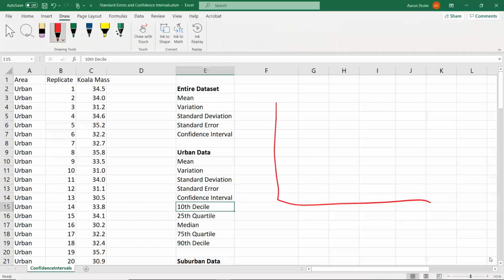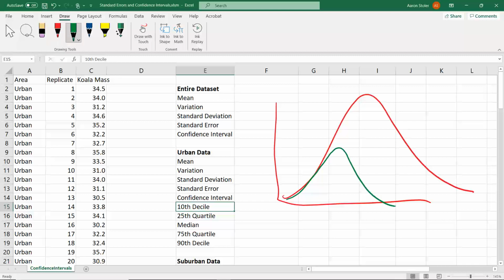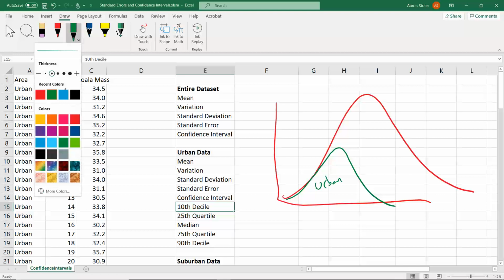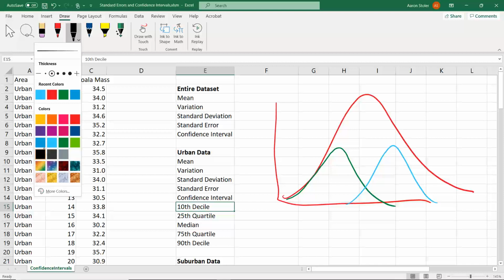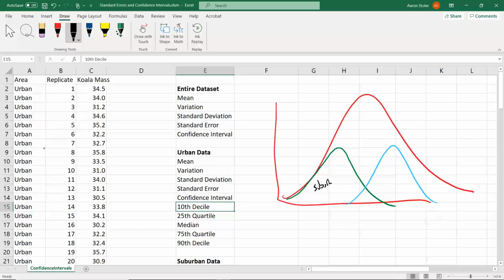Well, if I look at the total distribution of koalas versus the sub-distribution of only the urban koalas, and then only the sub-distribution of suburban, actually, given my hypothesis, these should have been reversed. Well, let's do that right now. This would be the suburban, and this would be the urban. Urban would be more massive.